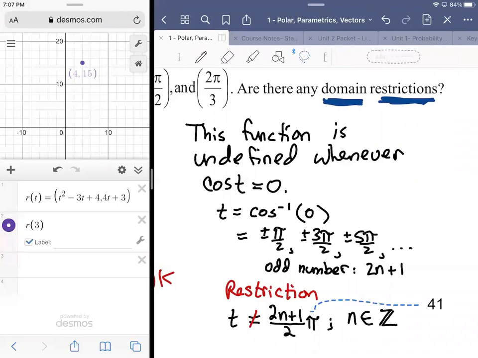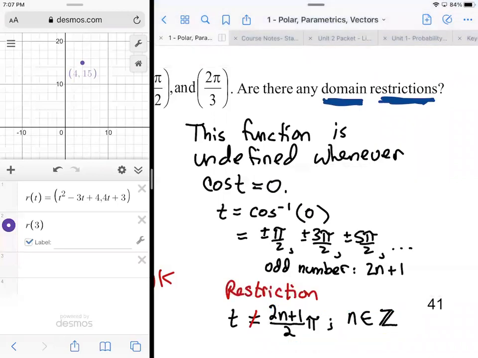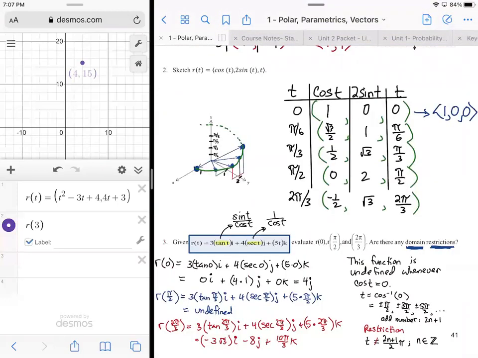Anyway, I'll just grab this part of it. That's another benefit of digital ink.